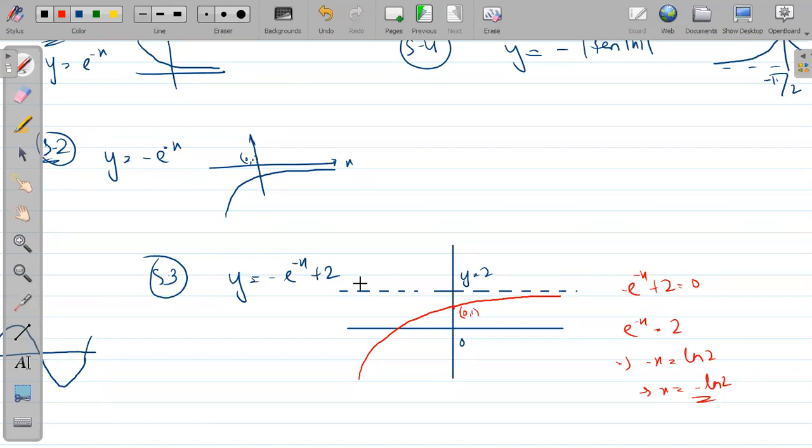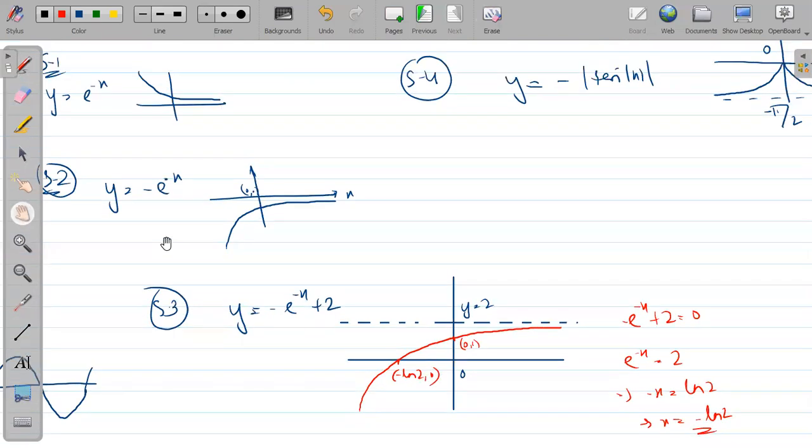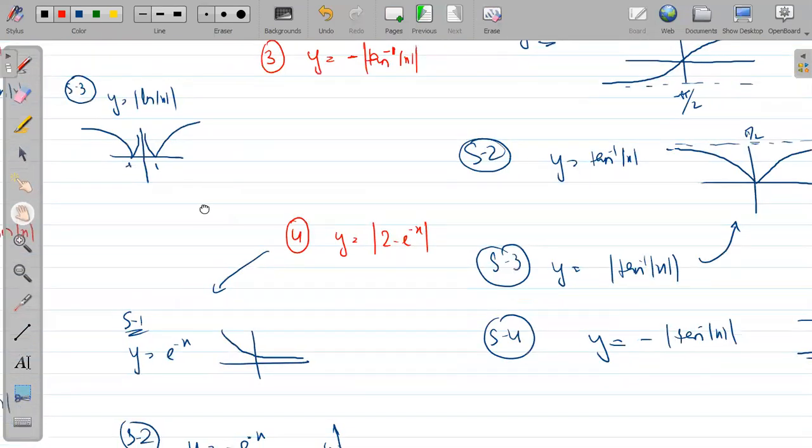Putting ln x is minus ln 2. Yeah, this point is nothing but (minus ln 2, 0). Correct? Okay, fine. We have got this one. What is our step number 4?